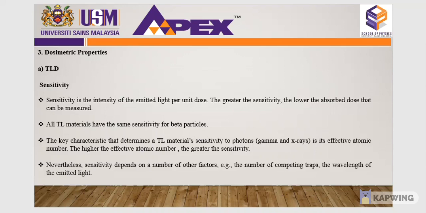In terms of photons, X-rays, and gamma rays, the effective atomic number of the thermoluminescent material is the most important factor in determining its sensitivity to photons. The higher the effective atomic number, the greater the sensitivity. The effective atomic number is the number that tells us about the total number of electrons present in a complex compound around the central metal. Notwithstanding, sensitivity is affected by a variety of other factors, including the number of competing traps and the wavelength of the emitted light.